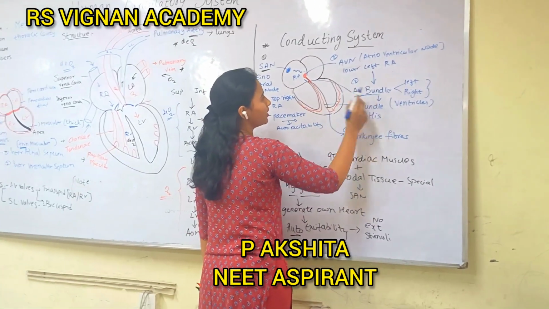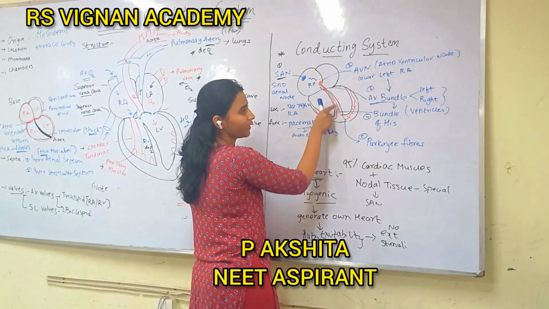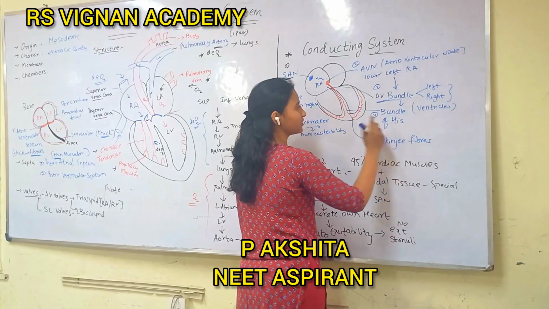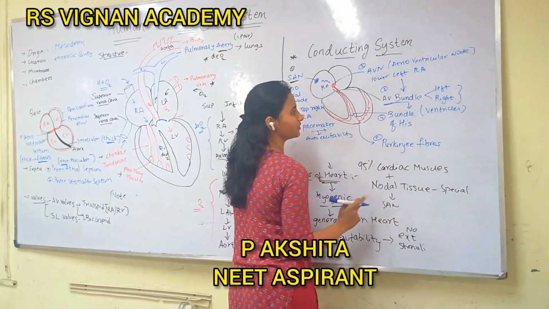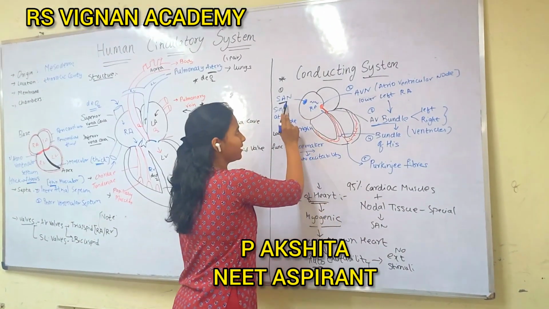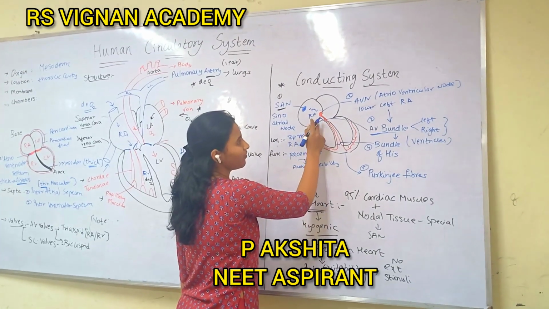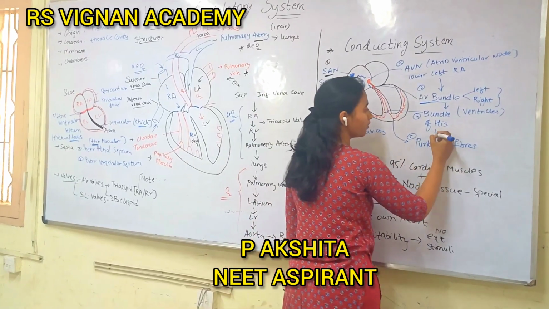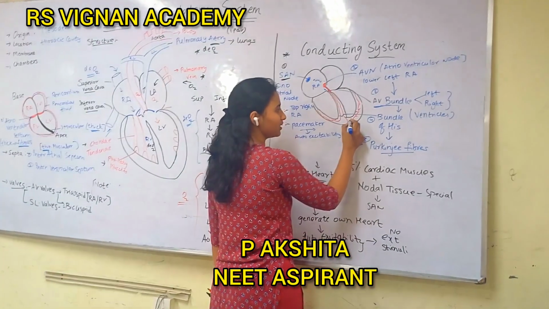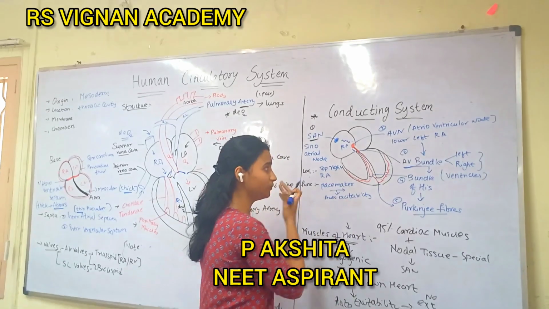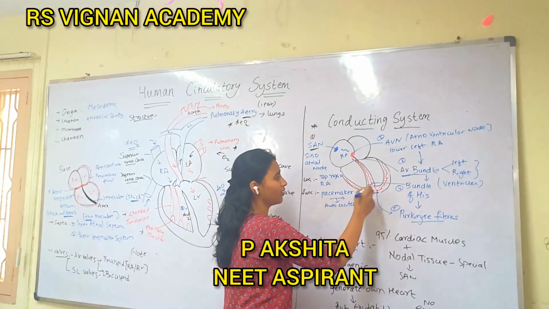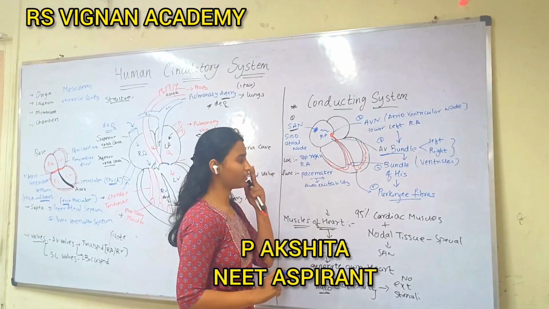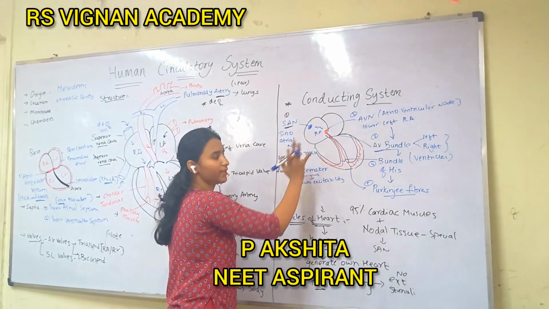Now this AV bundle is further divided into the left and right bundle. Both of these left and right bundles together form the bundle of His. Now the impulses from the SAN, went into the AVN, and from here they go into the AV bundle or bundle of His, and from here they will go through the Purkinje fibers. These are the fibers called Purkinje fibers. These are between the ventricular walls. Now this is how the impulses are generated.